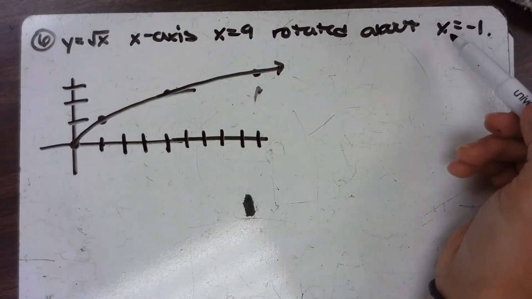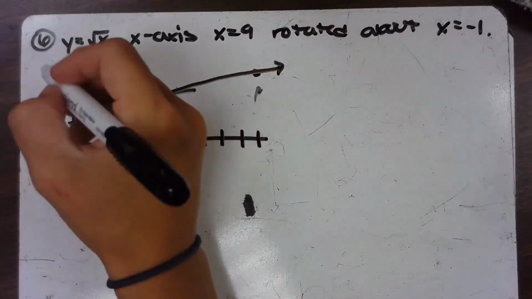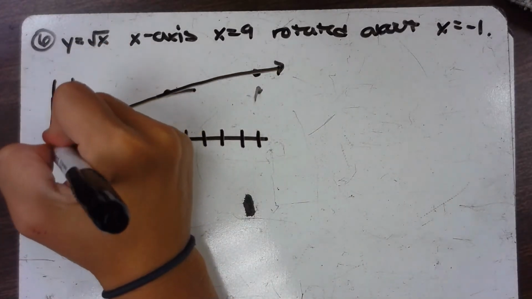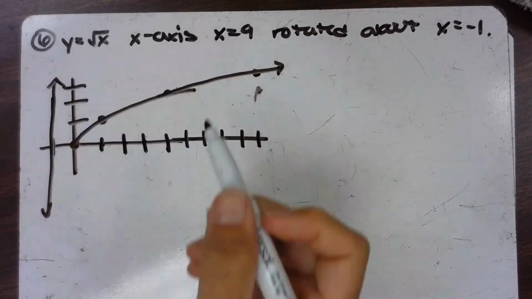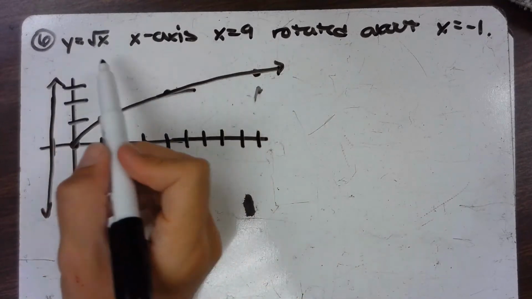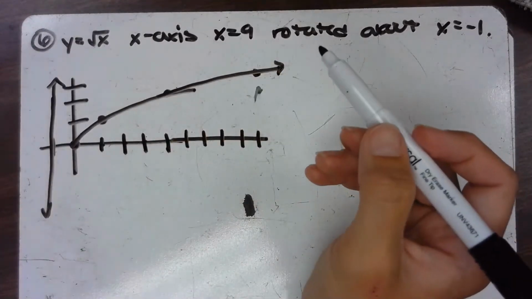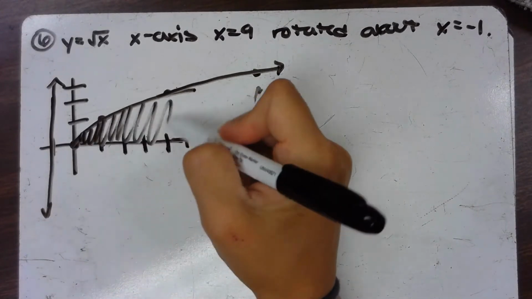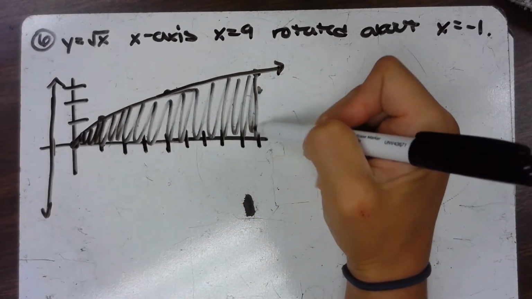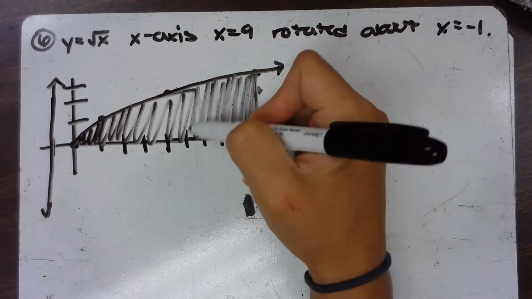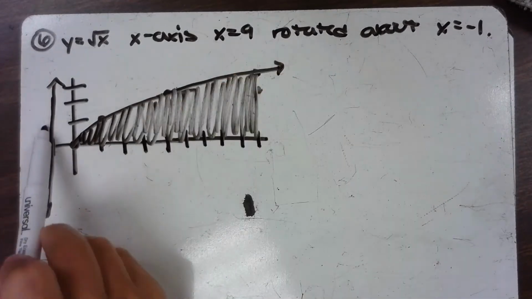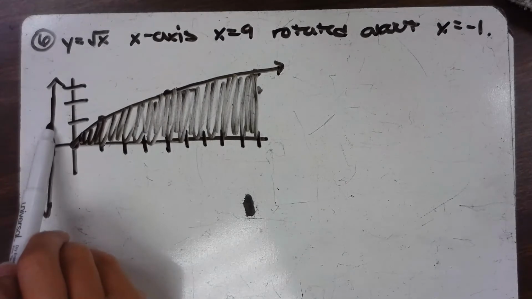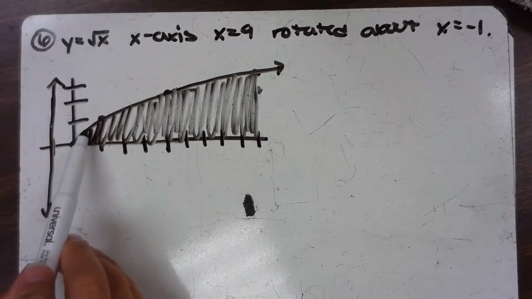Okay, and it's rotated around x equals negative 1. So we're rotating it around this line right here. So I'm rotating it around something that is, and it says the x-axis. So here, when I color it in, here's my figure right here. And if I'm rotating it around x equals -1, there's going to be a washer because there's going to be a hole.